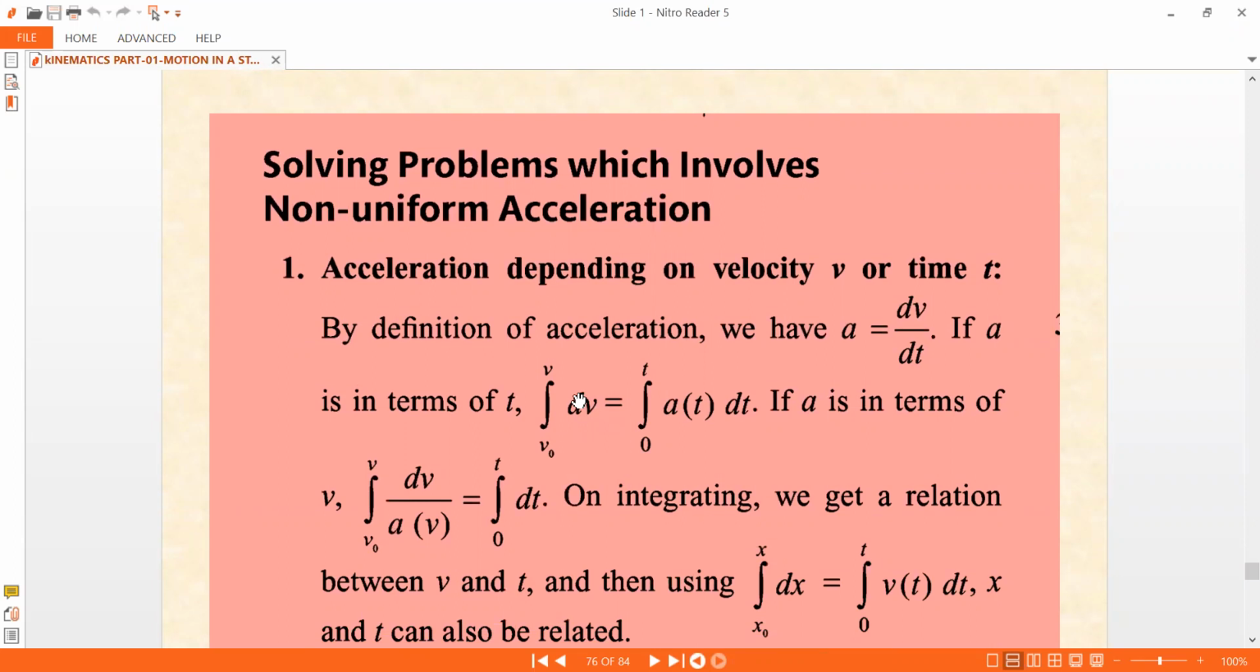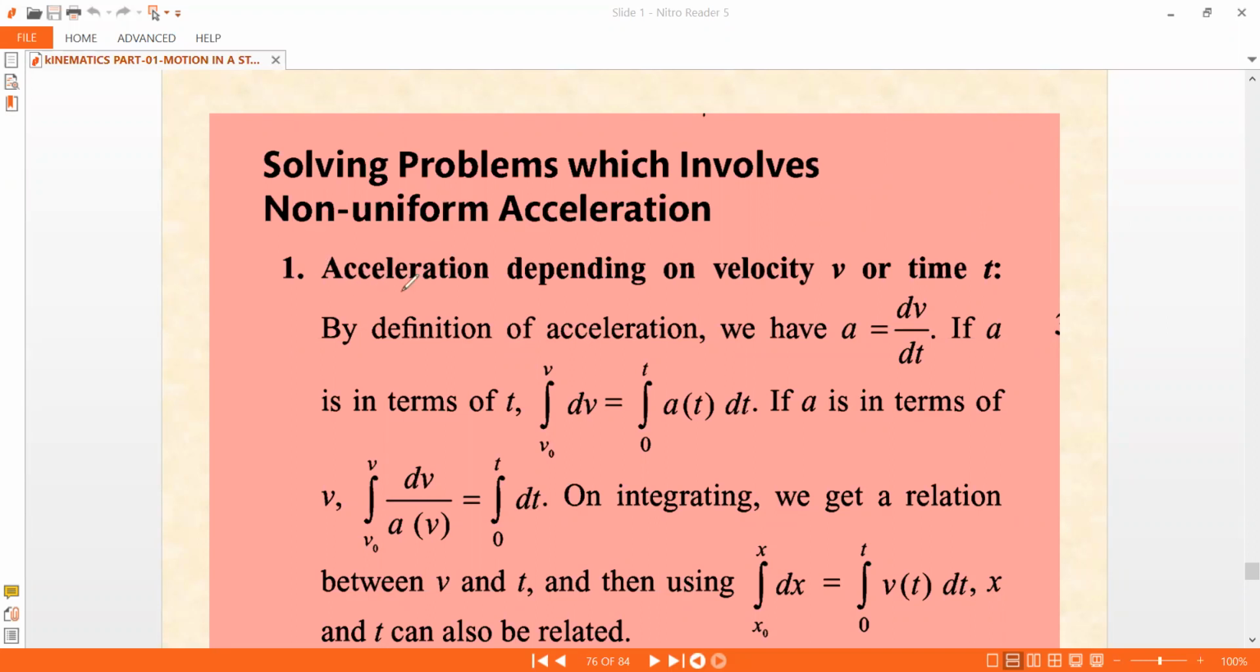In some questions, the acceleration will be given as a function of time. In that particular scenario, these equations are very useful. Then you have to use the integral methods to solve the problem. That is what I am explaining here.